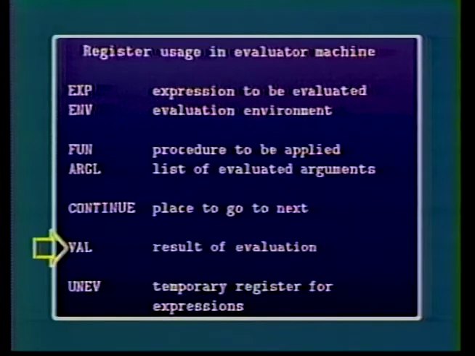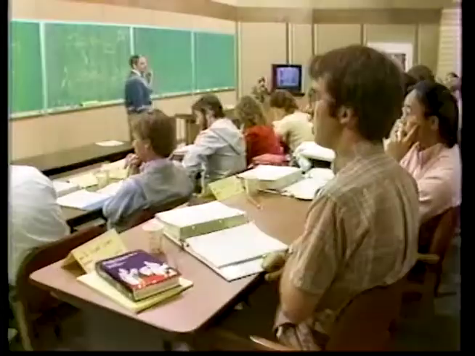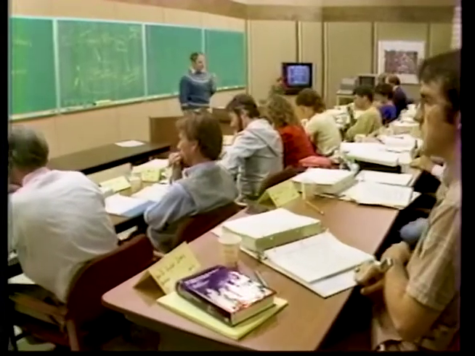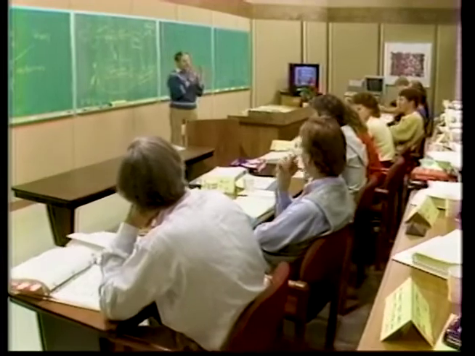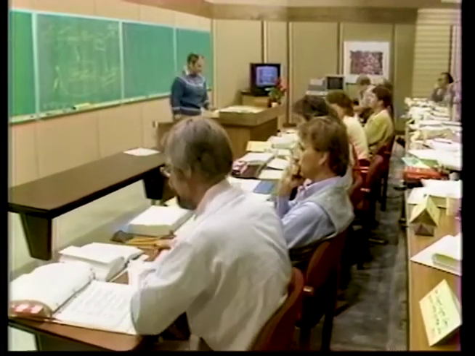There's a register that's going to hold the result of some evaluation. And then besides that, there's one temporary register called unev, which typically in the evaluator is going to be used to hold temporary pieces of the expression you're working on, which you haven't gotten around to evaluating yet. All right, so there's our machine, a 7-register machine. And of course, you might want to make a machine with a lot more registers to get better performance, but this is just a tiny minimal one.